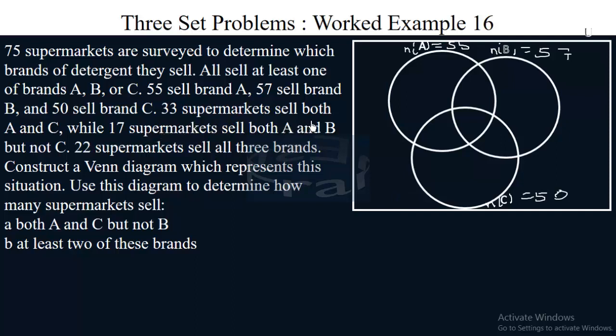Now 33 supermarkets sell both A and C, while 17 supermarkets sell both A and B, but not C. So 17 sell A and B, but not C. Then 22 supermarkets sell all 3 brands. So this is all 3 brands.